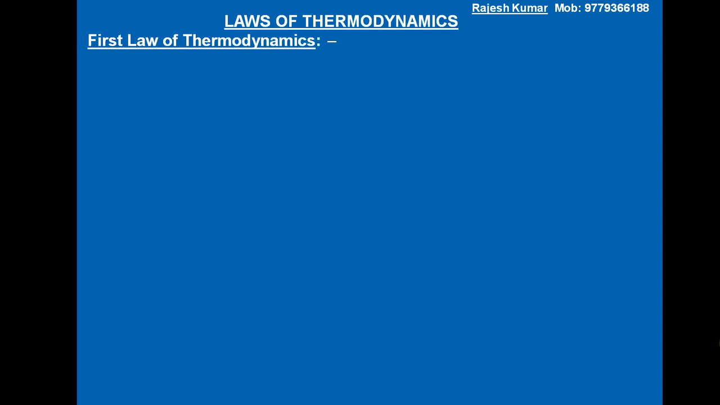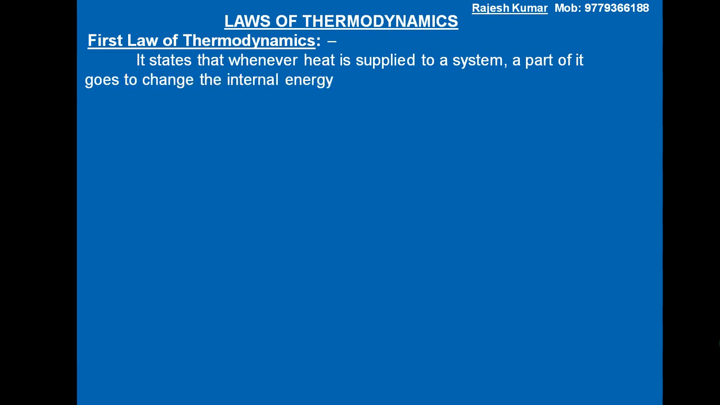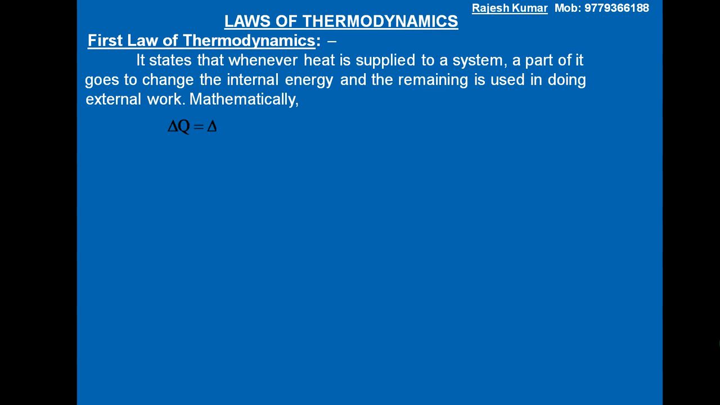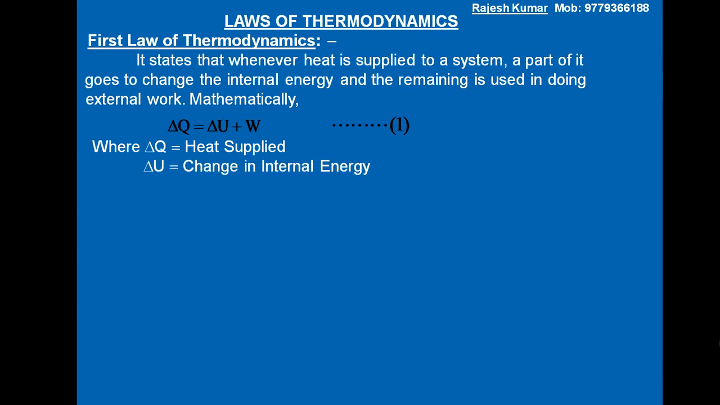Now first law of thermodynamics. It states that whenever heat is supplied to a system, a part of it goes to change the internal energy and the remaining is used in doing external work. Mathematically, delta Q is equal to delta U plus W. Let it be equation number 1, where delta Q is heat supplied, delta U is the change in internal energy, and W is the external work done.